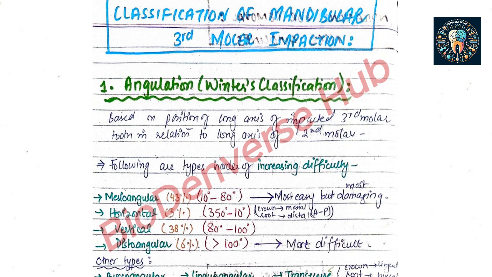And from the vertical, the more difficult one is distoangular, and distoangular is the most difficult of all. It has the occurrence of 6% and the angulation is greater than 100 degrees.